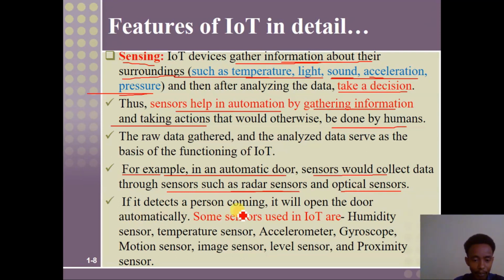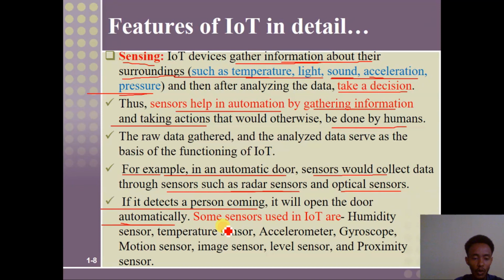If it detects a person coming in, for example, if those sensors detect whether a person is coming in, it will open the door automatically. No need to open the door manually. If we apply these concepts of the Internet of Things to our homes, if we want to have a smart home, once the sensors detect that a person is coming from outside to our home, it will automatically open the door. Then the person is able to enter. After the person is in, the door closes automatically. This is what we call automation.